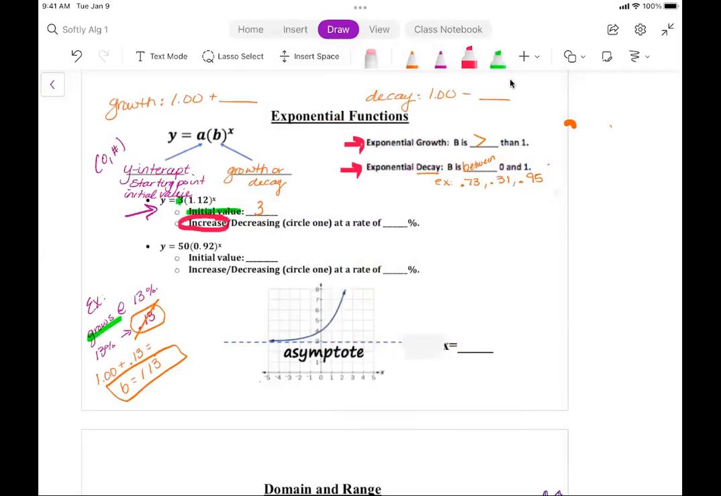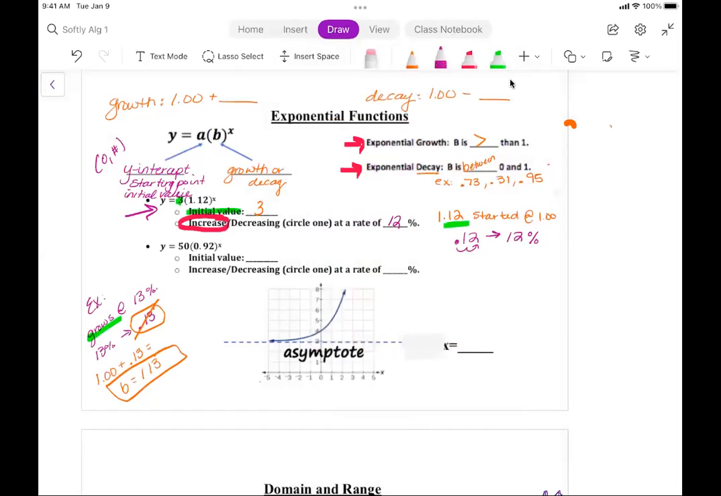Now it's asking me at a rate of blank percent. So let's look. I'm at 1.12 and I started at 1.00. So what happened? How did I go from 1.00 and end up at 1.12? Guys, it's simple. Look at this right here. 0.12 is what I added. If I take this 0.12 and change it to a percent, it's 12%. So my rate is 12%.